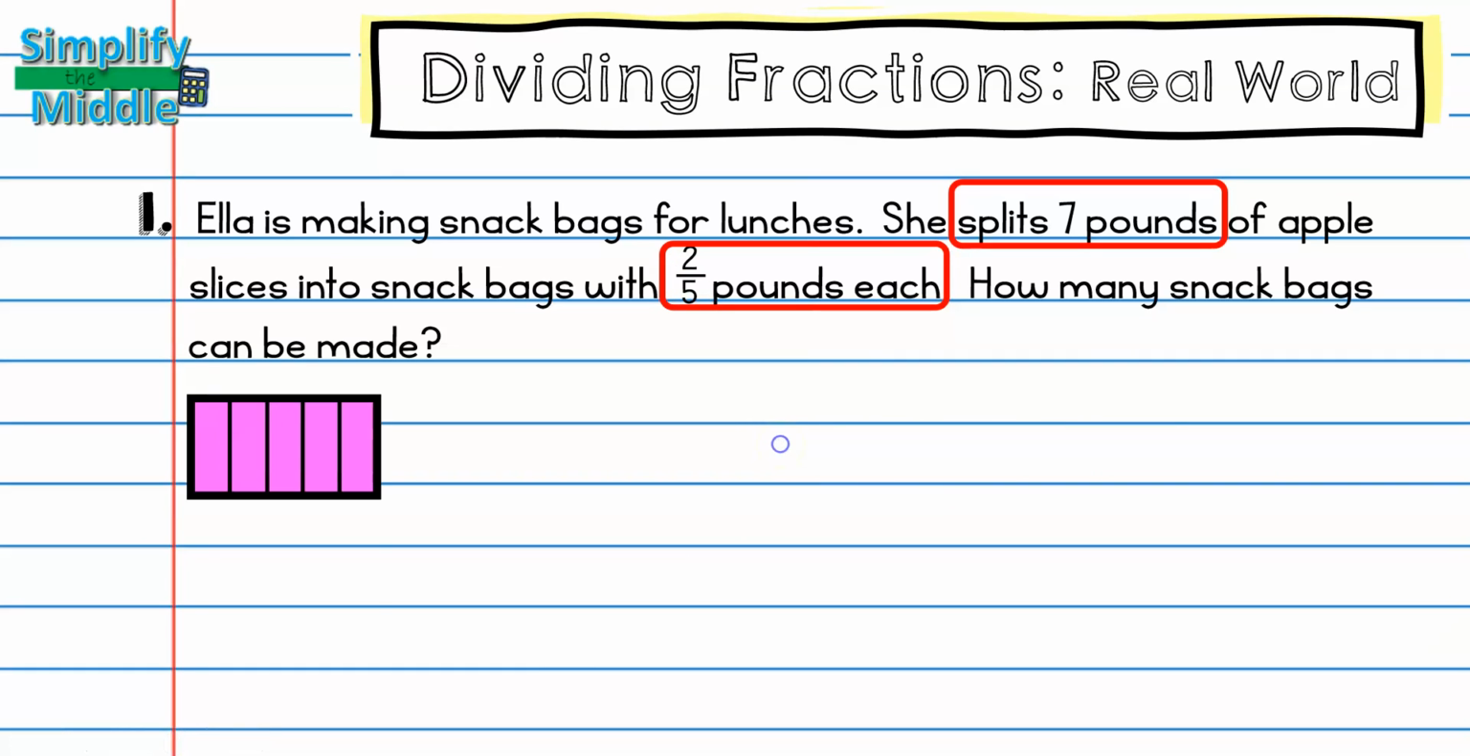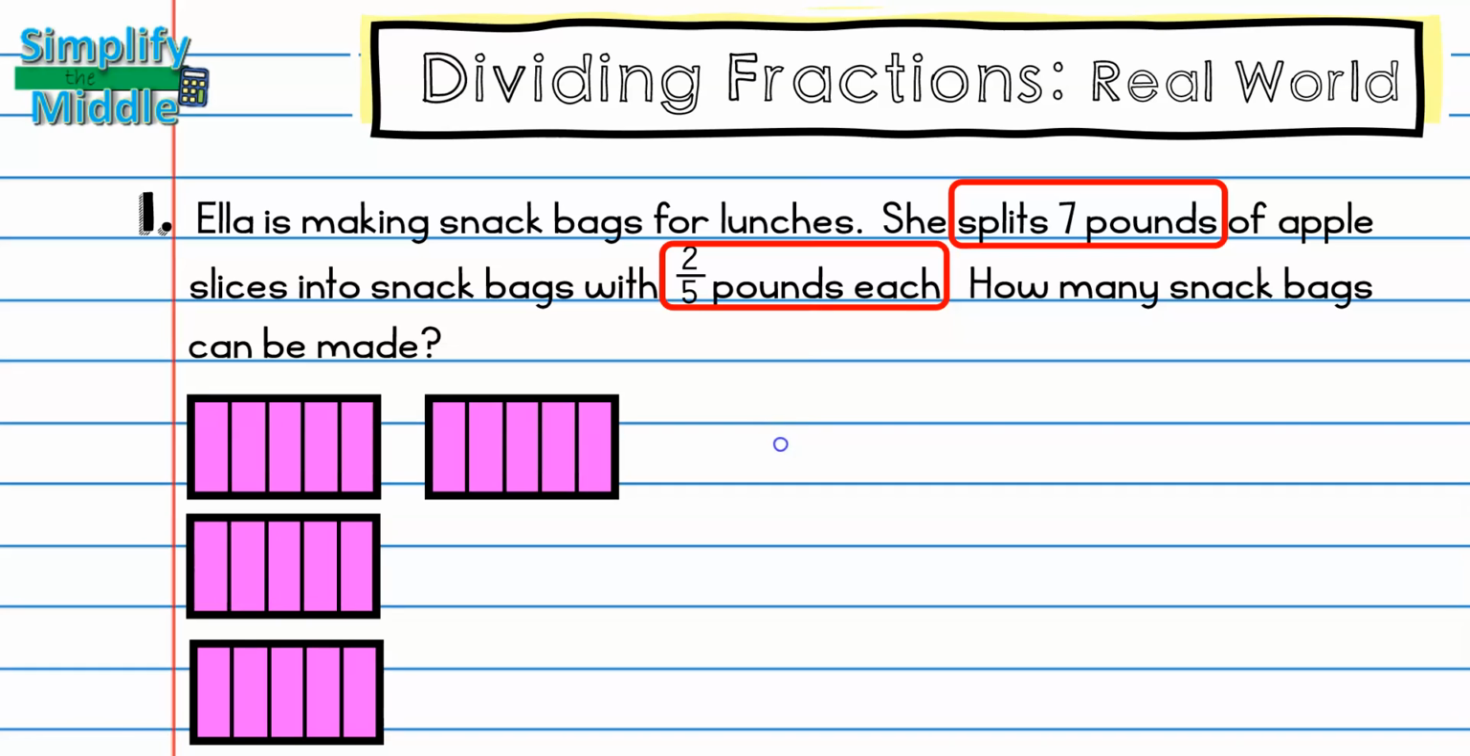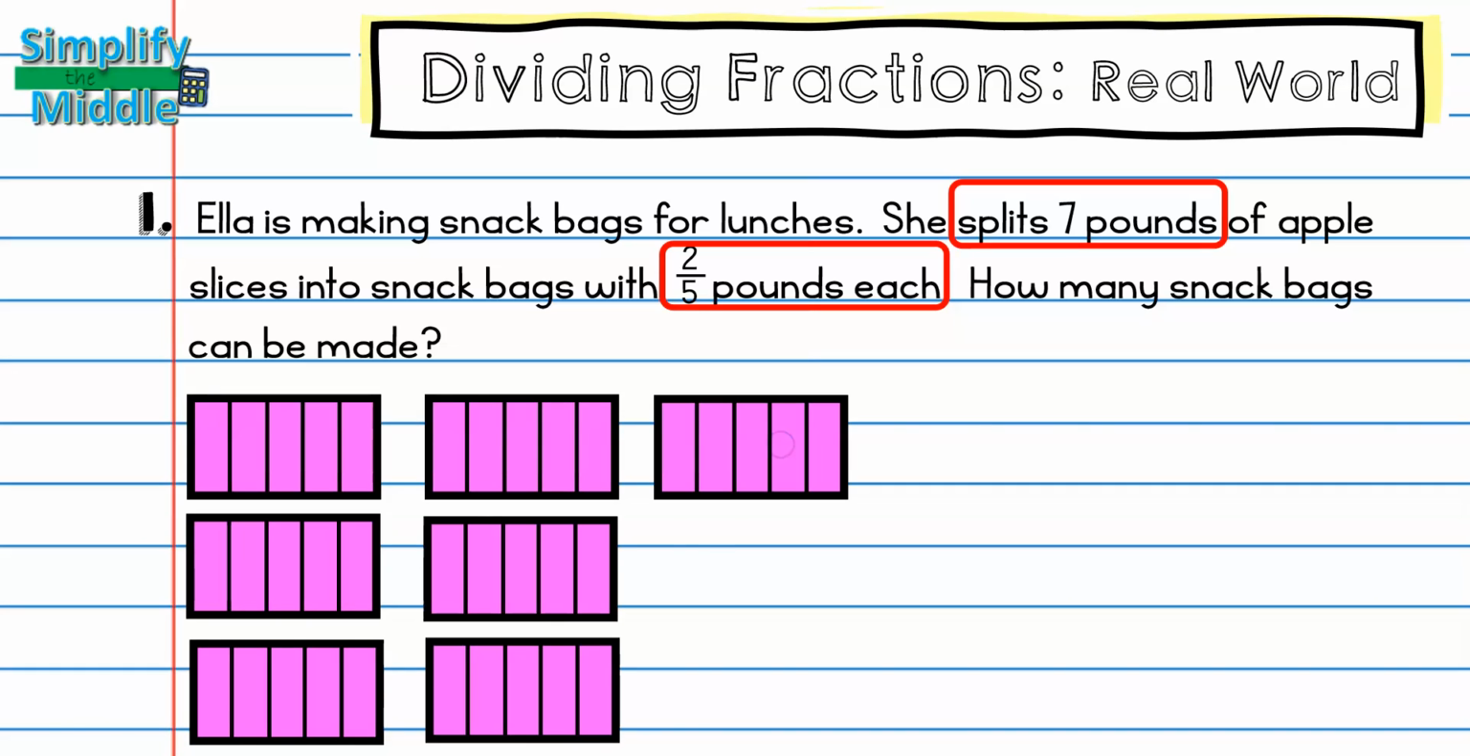I could draw out my 7 pounds of apples using this model and have each of them split into fifths and look for groups of 2, for strategize, or I could simply use an estimation and then work out the algorithm, which is just the numbers. So I'm going to actually do the second option, but I wanted to show you that this is another option for you as well. In my estimation, that's the most important part for my word problem because I need to make sure my answer makes sense at the end.